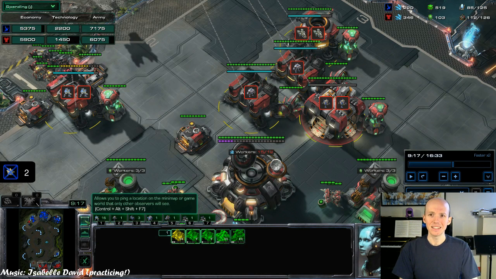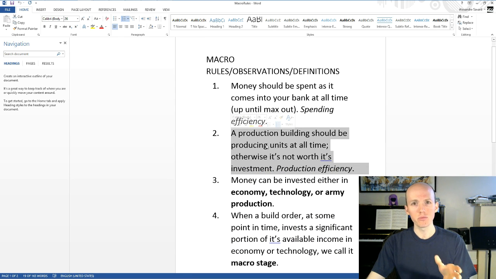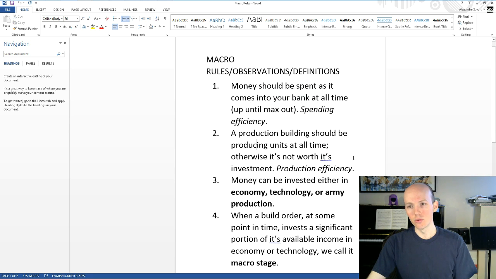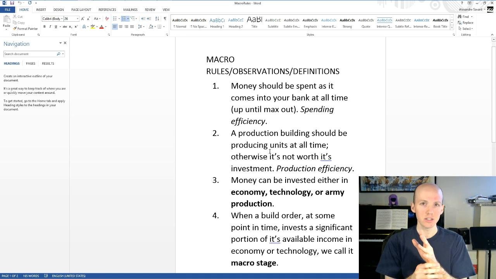So what that means is that basically you are allowed to sacrifice some production efficiency in order to make sure that you always have very high spending efficiency. If you've got more production buildings than your income will allow you to spend, that means at any point in time, it's going to be very, very easy to spend your money all the time. So that second rule that we've got here, production buildings should be producing units at all time. Let's say it's a good rule, but it's a relative rule. It's better to have more production than what you need in order to spend your money at all time.